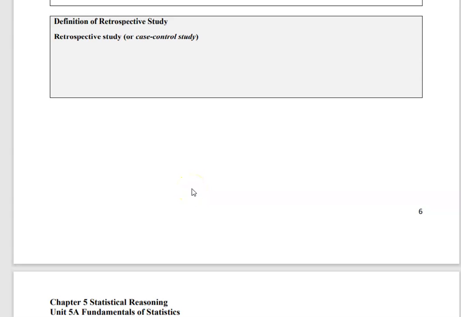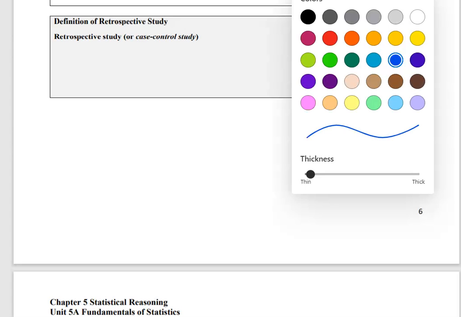This is the second half of 5A. I don't think that we talked about the retrospective study, or a case control study. A retrospective study can also be called a case control study.